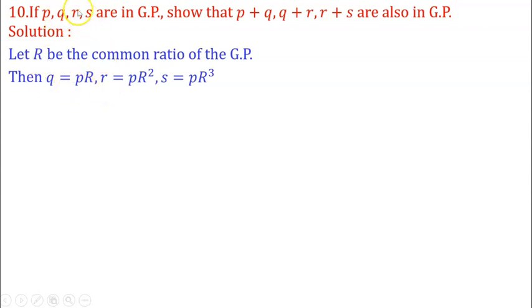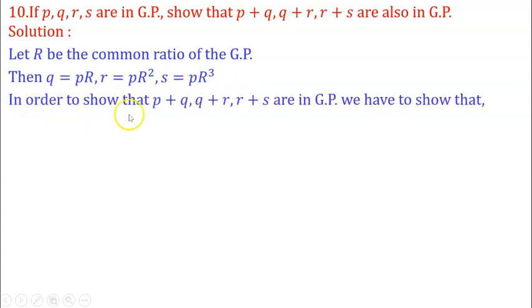What about the next? r upon q. r upon q is equals to again capital R. And if we substitute the value of q, then you will get here r is equals to p into R square. And what about the s? s is equals to again the same thing. s upon r is equals to again capital R. Then just substitute the value of r. Then you will get here s is equals to pR cube.